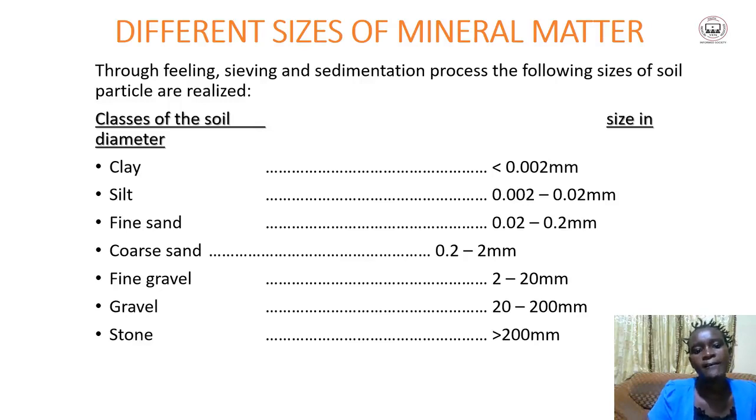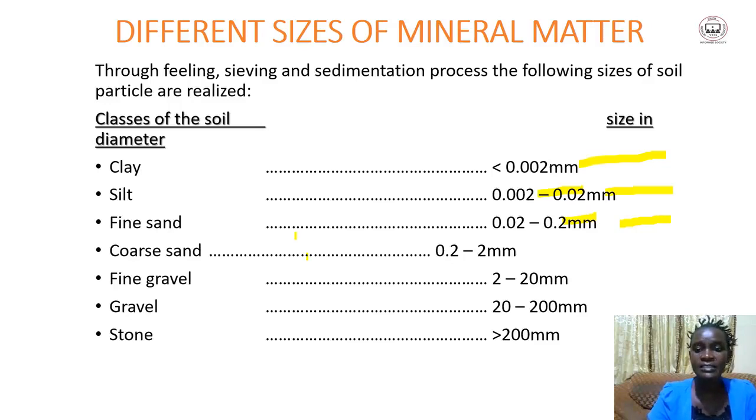For example, we have clay as a class of the soil. In terms of size, a single grain of clay is below 0.002 millimeters in diameter. Another class is what we call silt, and silt in terms of diameter is between 0.002 millimeters to 0.02 millimeters. Then we have another class which is fine sand. Fine sand in terms of diameter should be between 0.02 to 0.2 millimeters.